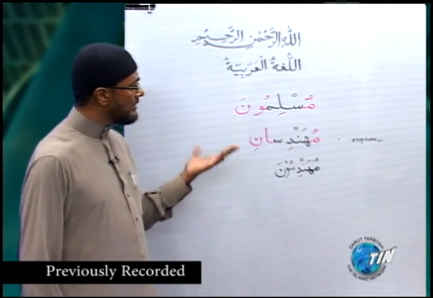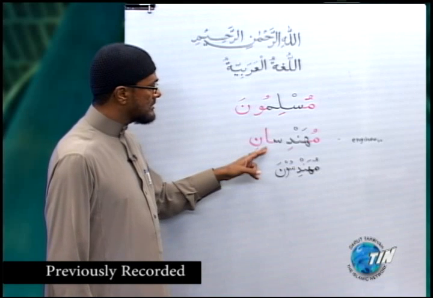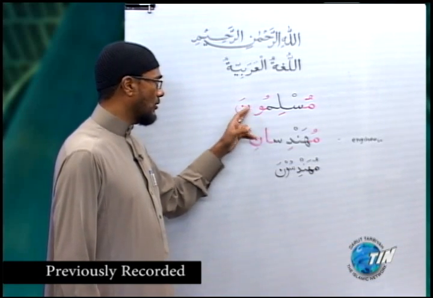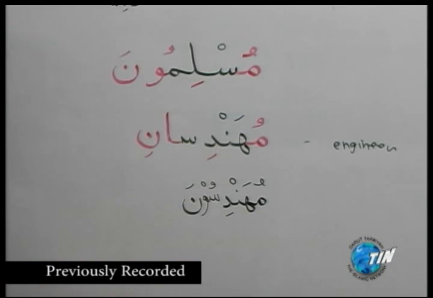And then you will learn later on how sometimes the alif may change to a ya and the waw will also change to a ya. You have Muslimun, or you may have Muslimin. If you want to say two Muslims, you say Muslimani, or it could be Muslimayn.